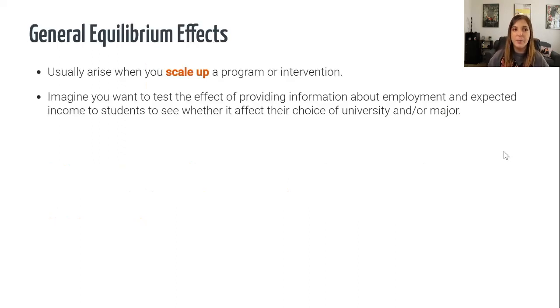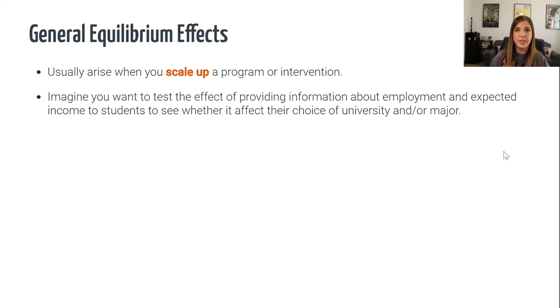Great, let's talk about general equilibrium effects. Basically, this usually arises when you scale up a program or an intervention, which basically means that on a smaller scale, when you're not affecting other things going on around you, the effects could be one thing, and then when you scale it up, because of general equilibrium effects, the effects could actually change. So imagine, for instance, that you want to test the effect of providing information about employment and expected income to students to see whether it affects their choice of university and/or major.